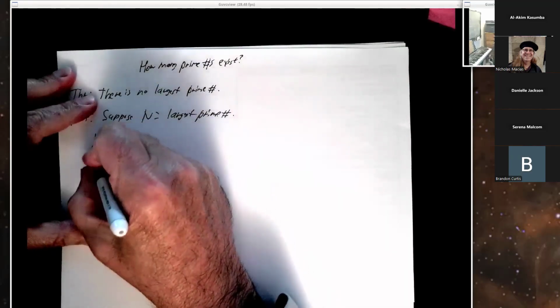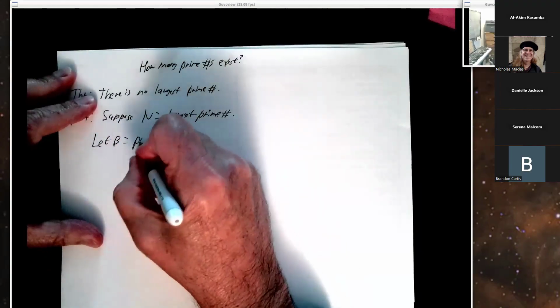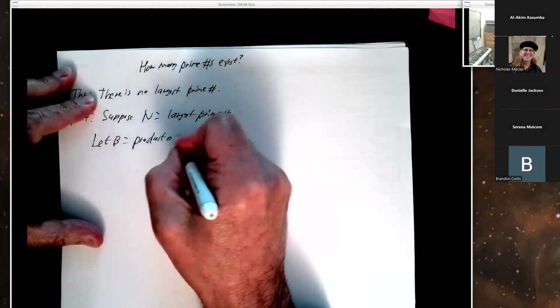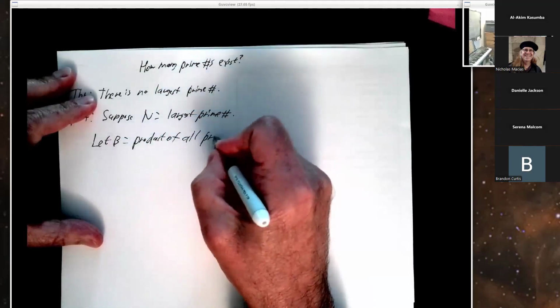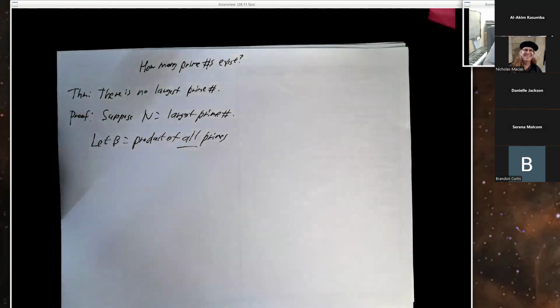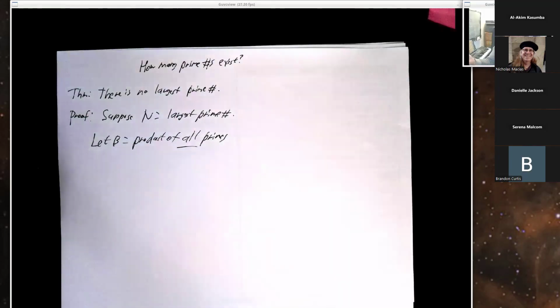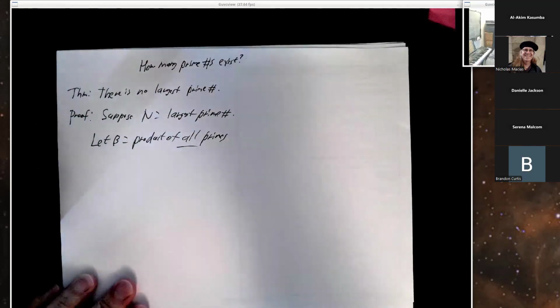Okay, let's make a new number. Let b equal the product of all primes. And since there's only a finite number of primes by our assumption, we can take the product of that finite number of primes. We get a really big number called b for big.